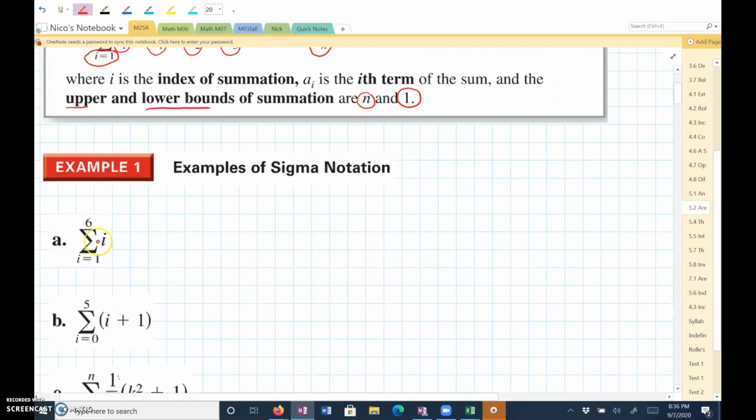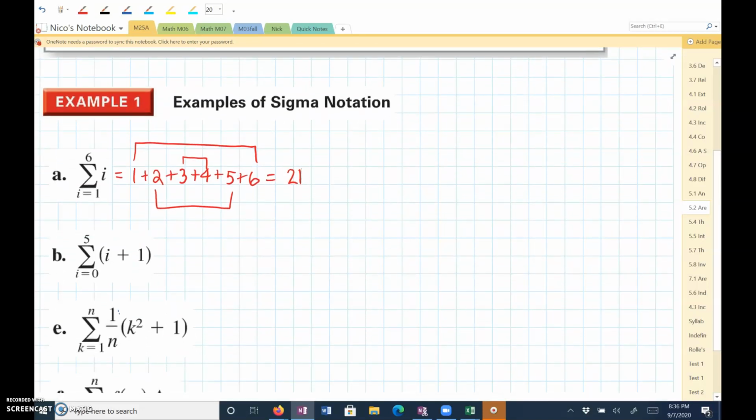So the summation from 1 to 6 of i. When i is 1, you're going to have 1. When i is 2, you'll have 2. When i is 3, you have 3. i is 4, you'll have 4. i is 5, you'll have 5. And then finally, the last term, when i is 6, you'll have 6. So then we would just add these together. This would be 7. This would be 7. This would be 7. So this is going to be 21.